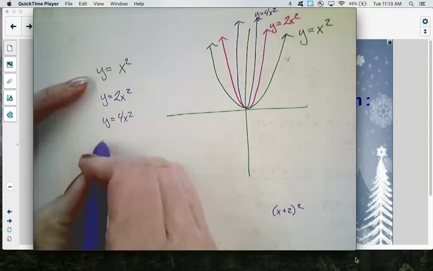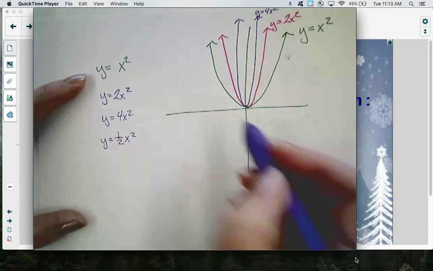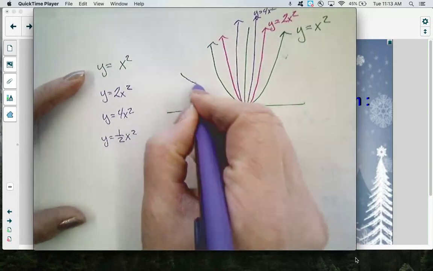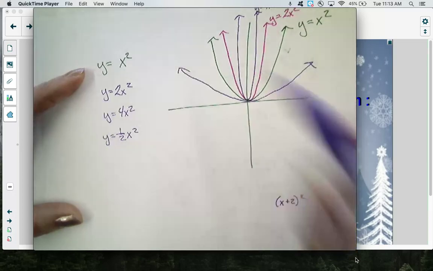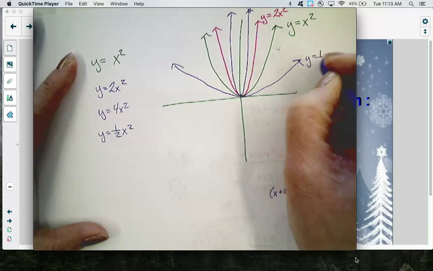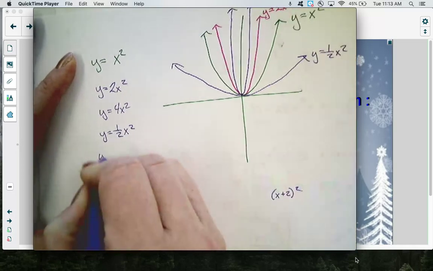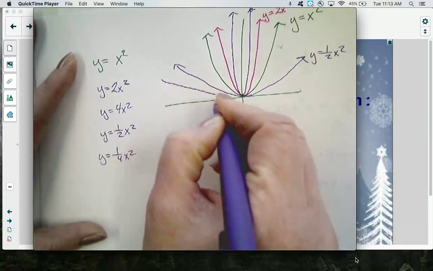Good. If I gave you y equals 1/2 x squared, 1/2 x squared is going to be half that distance. Taking my outputs and cutting it in half. What would even be wider than 1/2 x squared? 1/4 x squared.